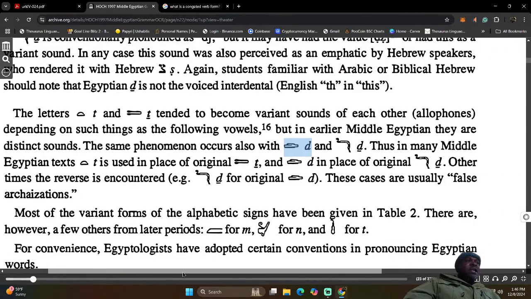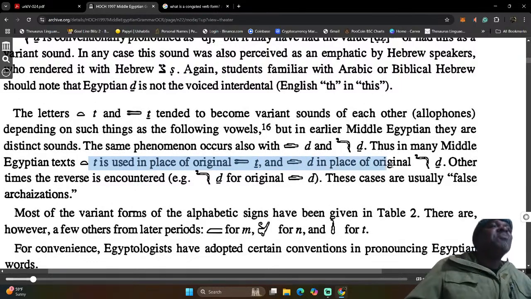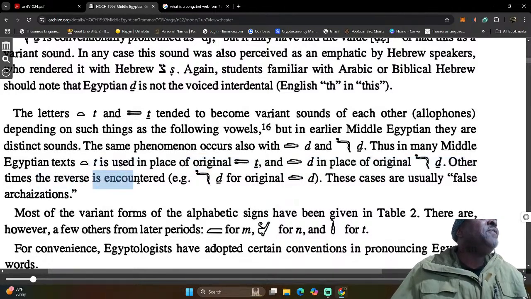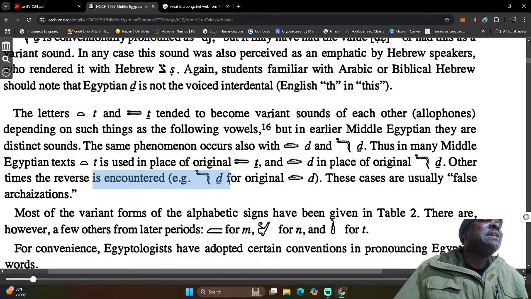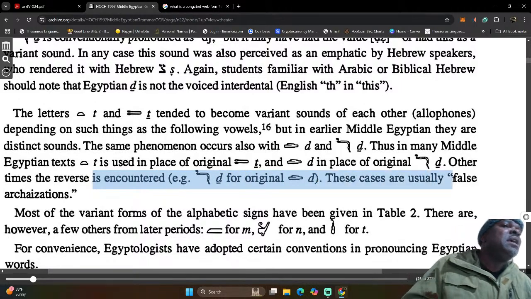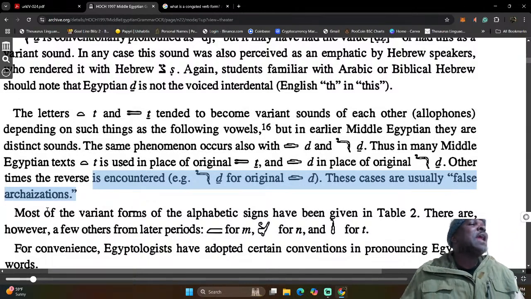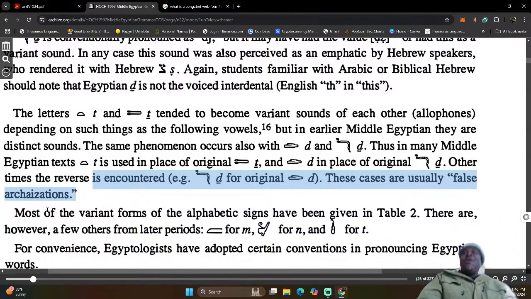Thus, in many Egyptian texts, T is used in place of the original TCH, and the D in place of the original Jenga. It says other times the reverse is encountered. You might see the Jenga for the original D. These cases are usually false archaizations. Woo! That has never been said on any Medu Netter show ever. So let's repeat it. False archaizations.